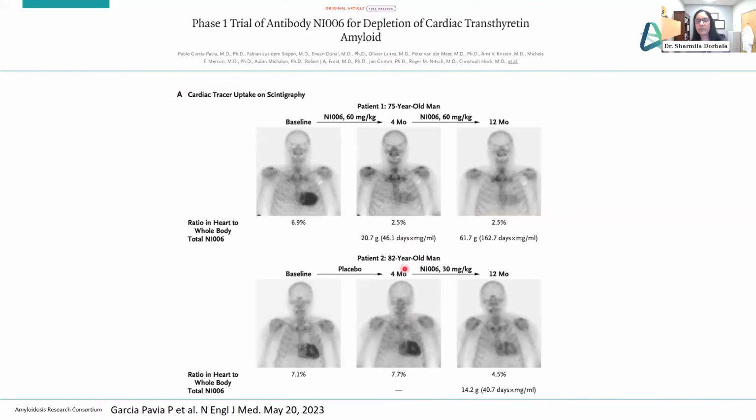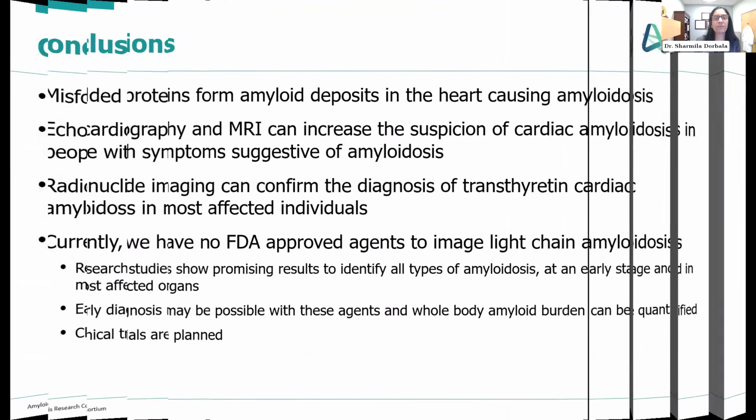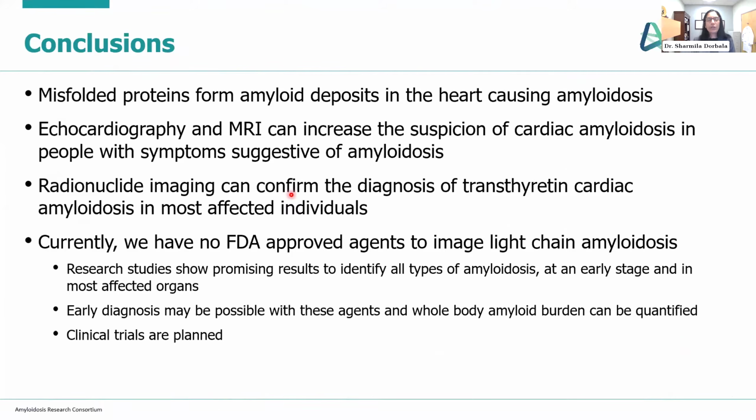At the bottom is a patient who received placebo, which is sugar pill, not the treatment. You can see there's no change in 4 months in the heart uptake, but once the antibody was administered, you see improvement. Again, this is how we hope imaging can help us with new drug development, help us assess treatment response and advance. So to conclude, misfolded proteins form amyloid deposits in the heart and cause amyloidosis and organ dysfunction.